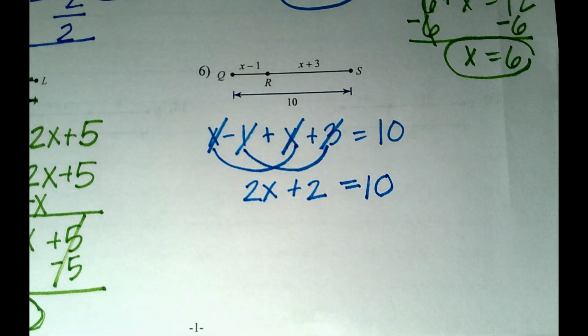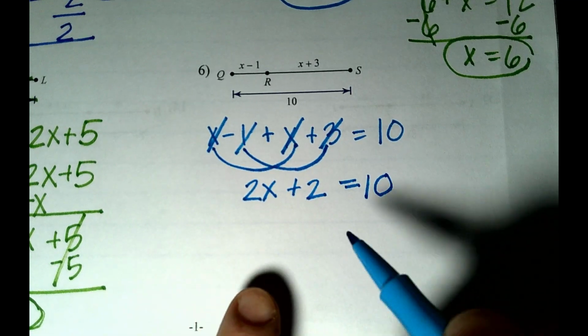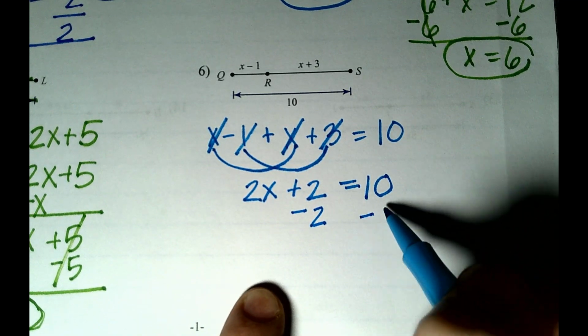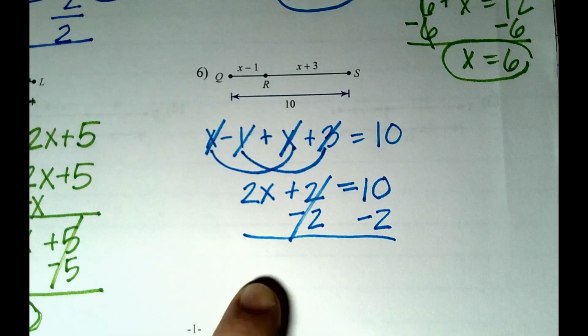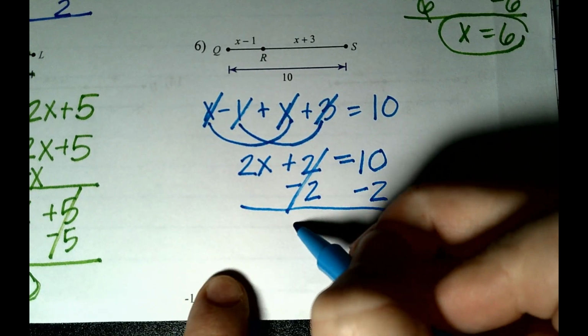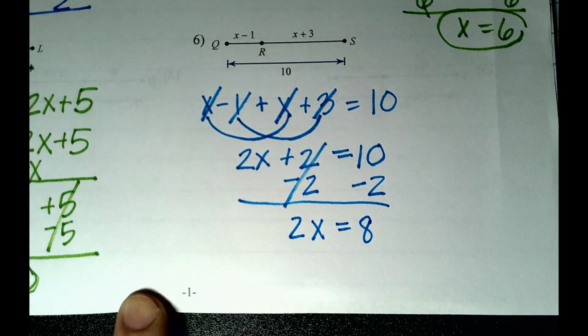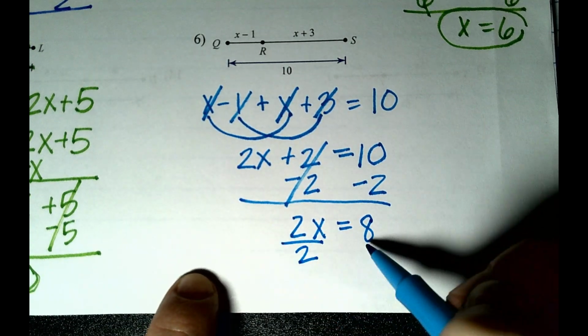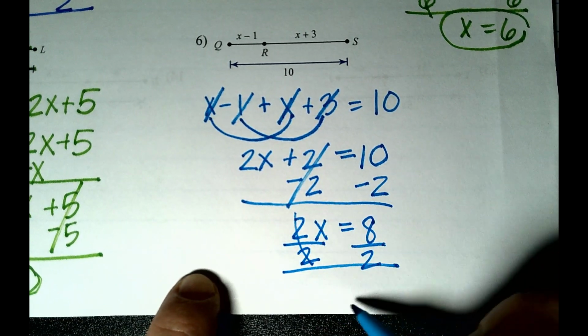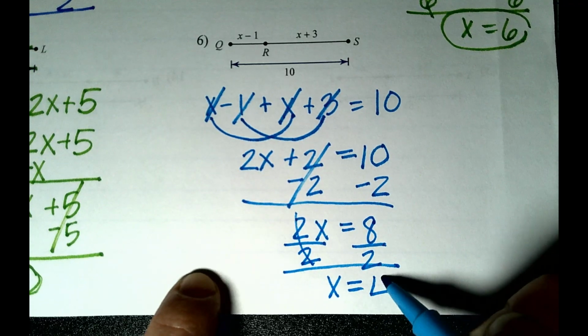Perfect, perfect. Okay, what should I do next? Subtract 2 from both sides. 2x equals 8. Yes, 2x equals 8. Divide by 2. And we'll get x equals 4.